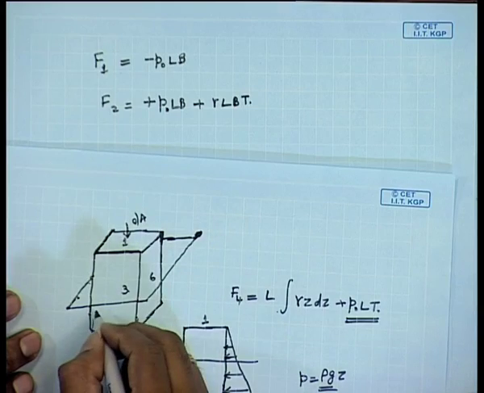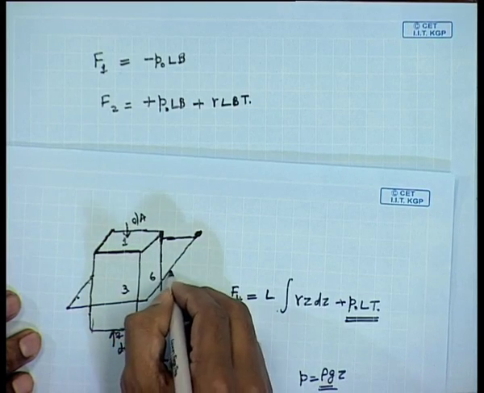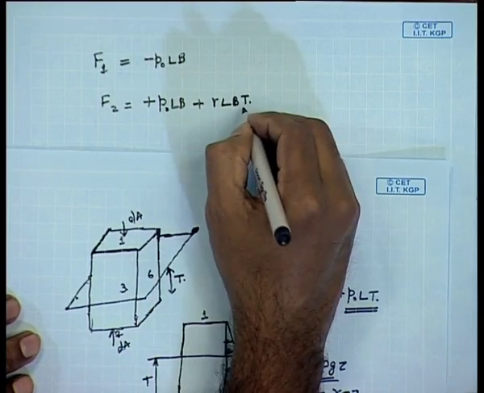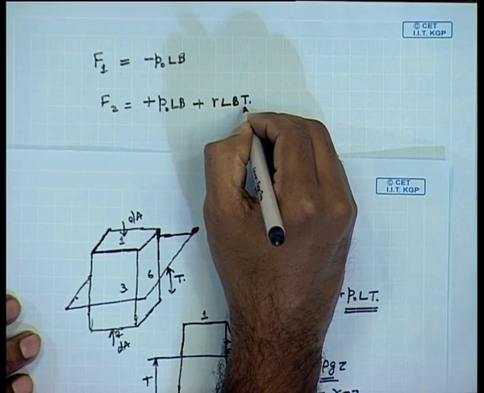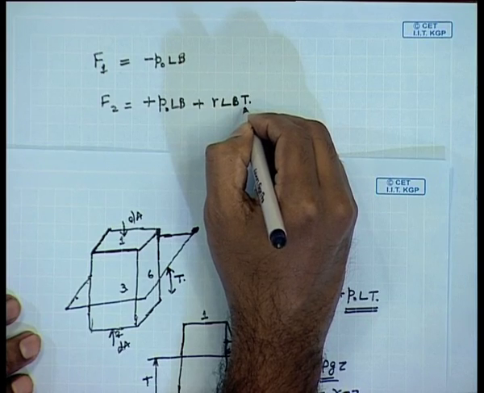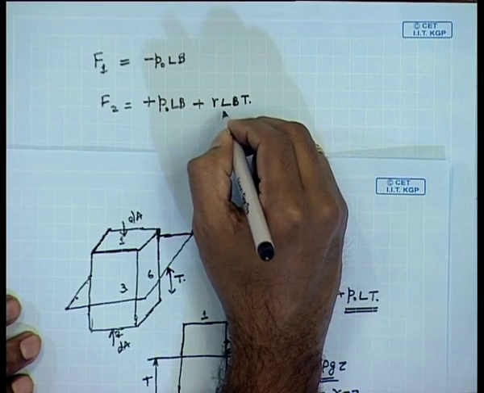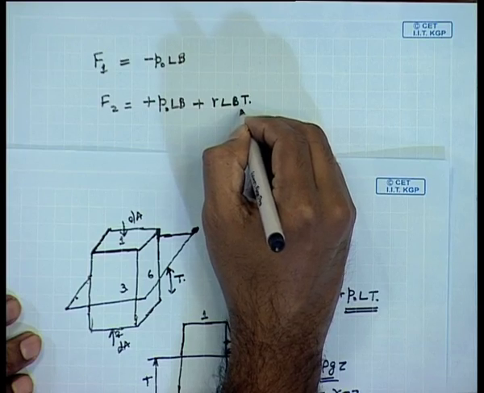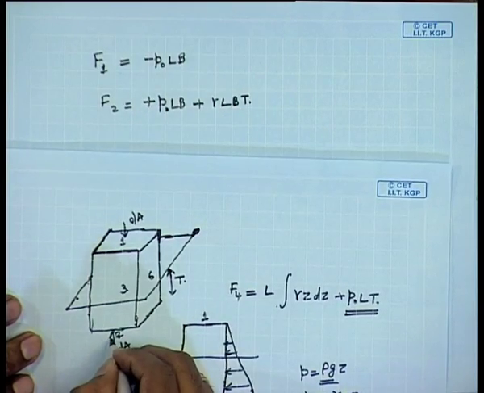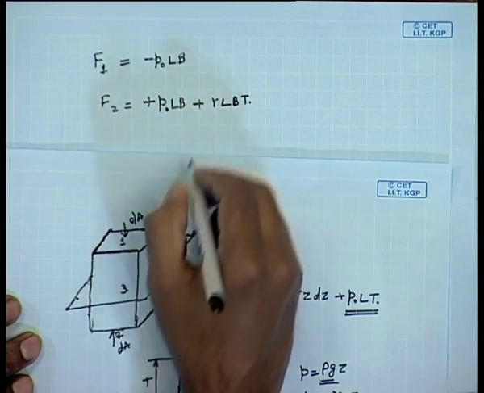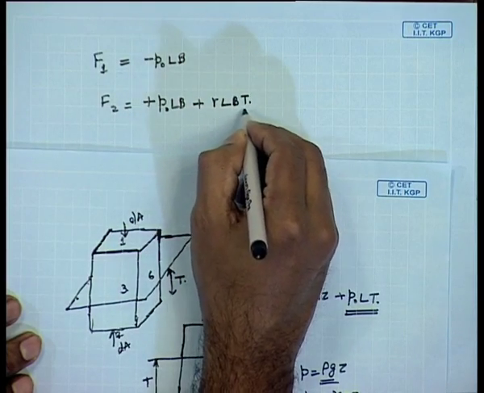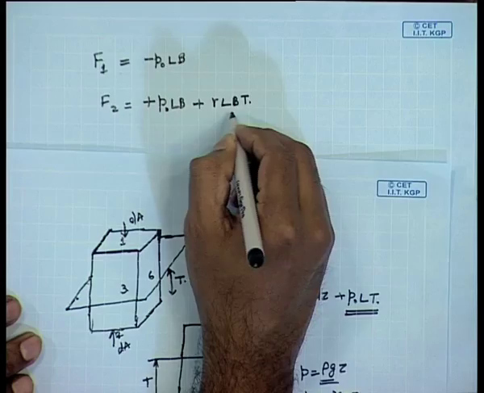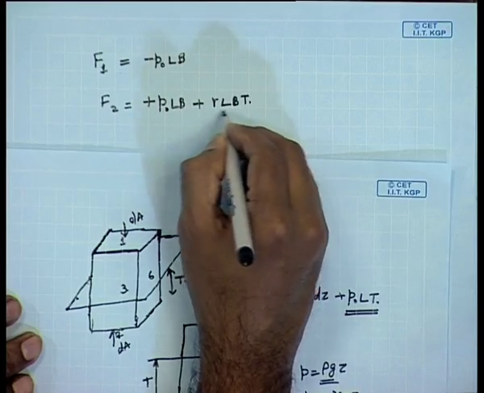LBT is the volume underwater, this is T. Gamma into T will give you the pressure at that depth. Okay, it is just gamma z. So, gamma into T gives you the pressure at the depth of 2. Then gamma into T, multiplied with the area, L into B, gives you the total force.